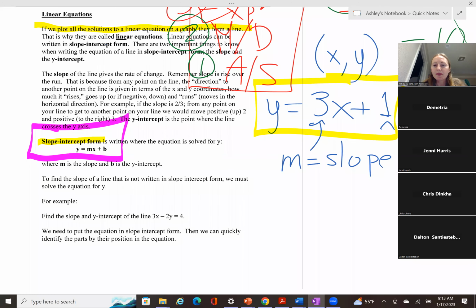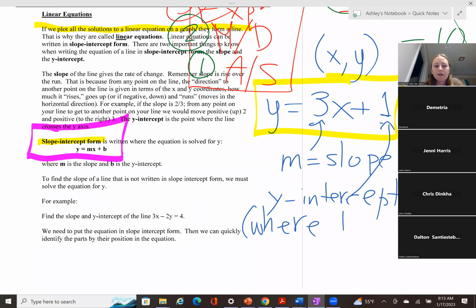And then this number that's adding or subtracting at the end, that's the y-intercept, which just means that's where the line will intersect the y-axis. Where will it hit the y-axis? You might have already known that, or you might have forgotten it.